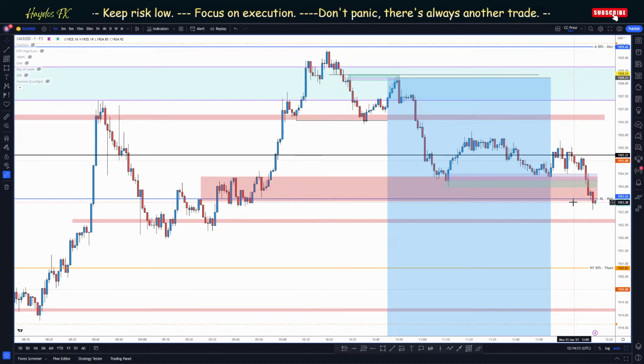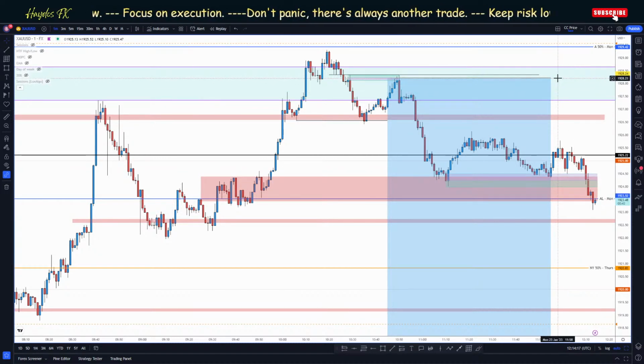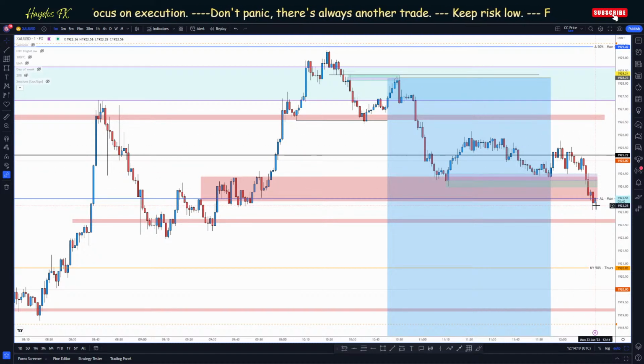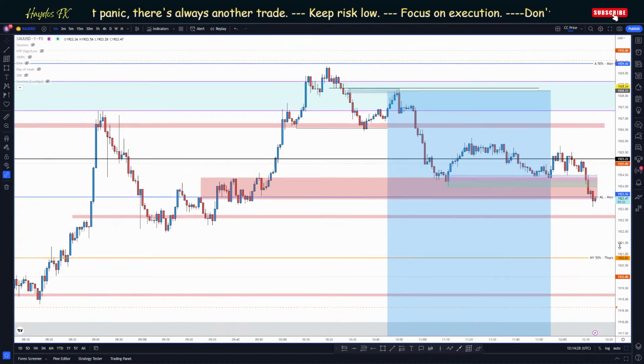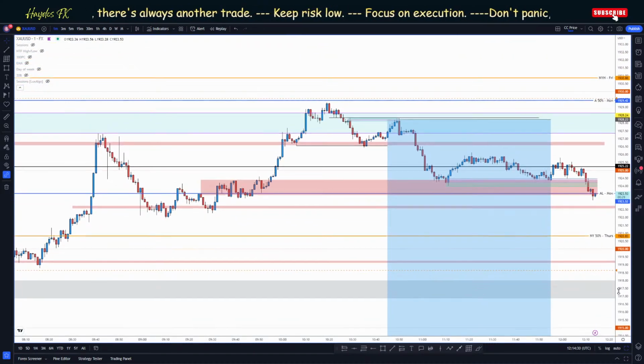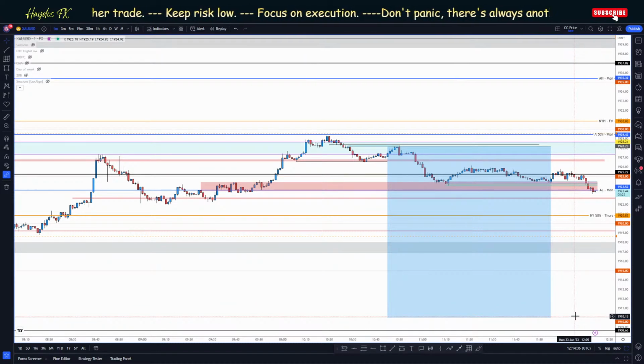So running 50 pips up, which is 3 to 1 on that remaining position. Because I've only got 25% left on it, I think I'm just going to let it. I might just let this one hold. By some miracle, I can get it all the way down to 1910 without getting stopped out.